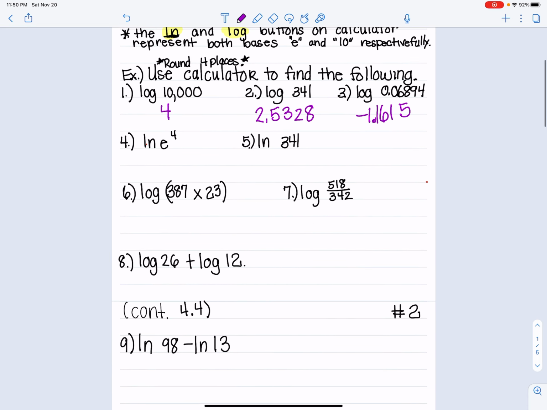Okay, now number 4 is not hard at all. Remember I told you that these two are inverses of each other, right? So if they're inverses, they cancel each other out, which just leaves you with 4. Pretty easy, right? Now, let's do the next one. We're doing ln now. Y'all see that? Type in ln and then type in 341. I have 5.8319. That's what I get.